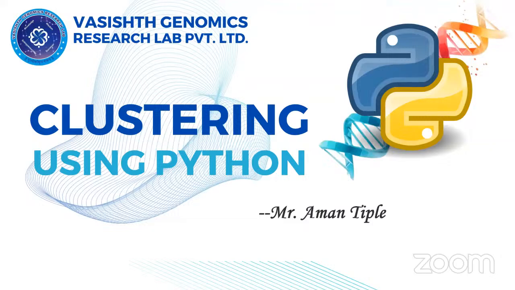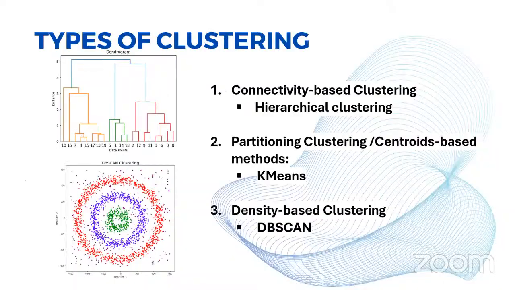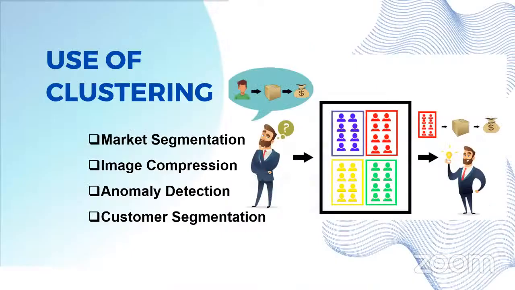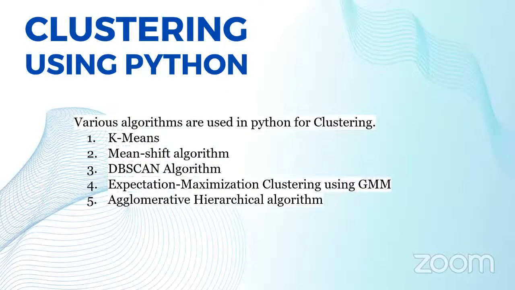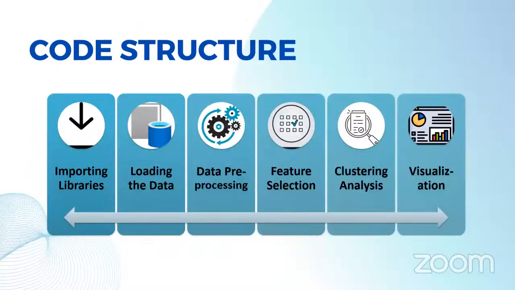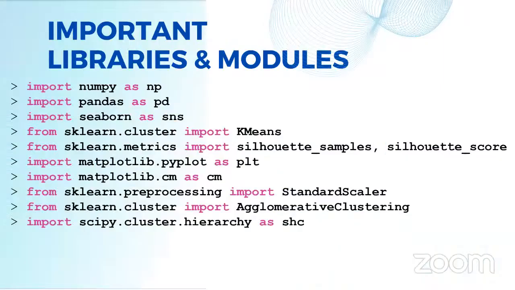Okay, so yesterday we learned about clustering, types of clustering, use of clustering and its applications in bioinformatics, clustering using Python, the code structure which is very common for all of the codes, then important libraries and the models we will be reading. Yesterday we used NumPy, Pandas, and sklearn preprocessing StandardScaler. Today we will be using the KMeans class, then silhouette_samples and silhouette_score classes.